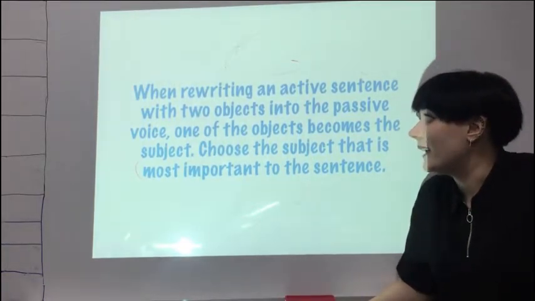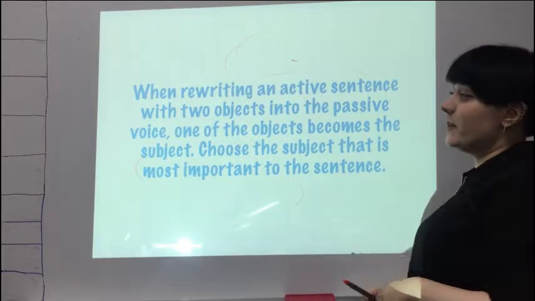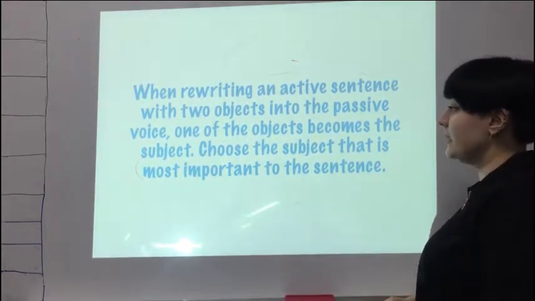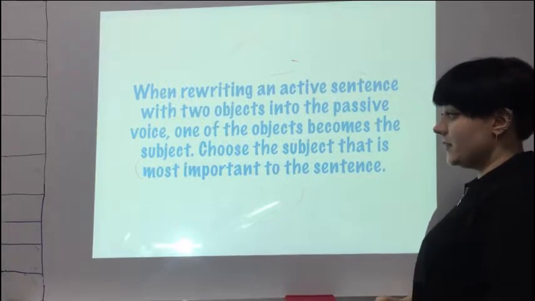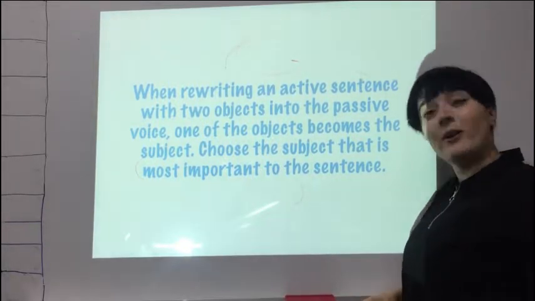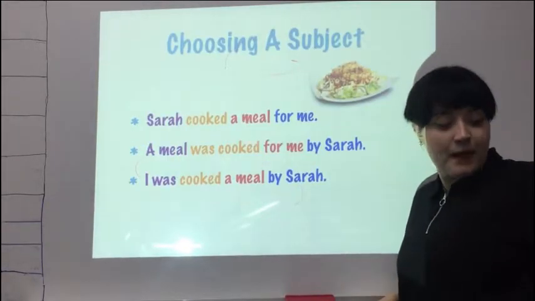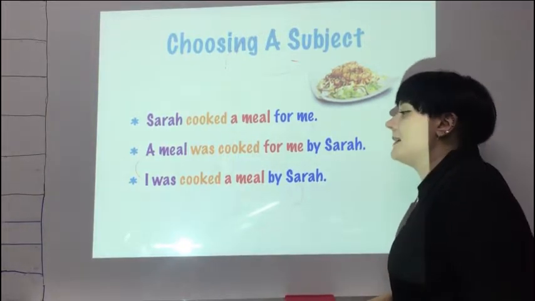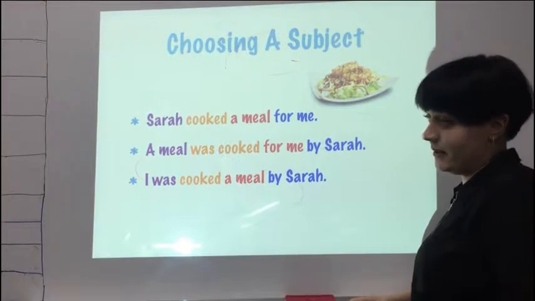When we're writing an active sentence with two objects into the passive voice, one of the objects becomes the subject. Choose the subject that is most important to the sentence. Sarah cooked a meal for me. A meal was cooked for me by Sarah. I was cooked a meal by Sarah.